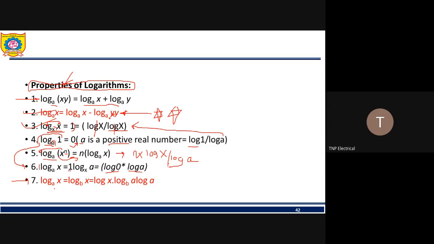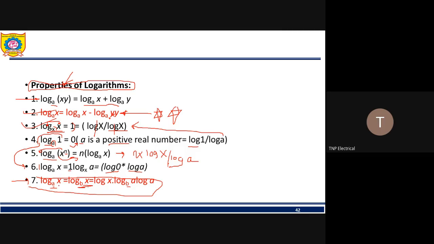Again, it is also important. Log x to the base a, where a is a positive real number, is equal to log x to the base b, which is equal to log x into log a to the base b into log a. Log x to the base a equals log x to the base b equals log x into log a to the base b into log a. This is a very important property, friend.